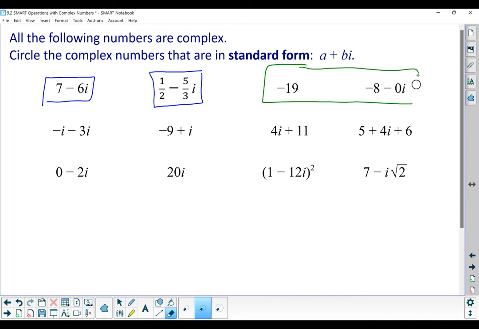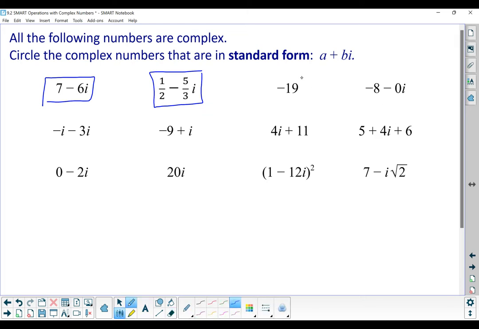So these are both complex numbers that have only a real part and 0 imaginary part. Standard form would be in simplest form, like negative 19. This one in simplest form would just be negative 8. So negative 8 minus 0i would not be considered simplified, so not in standard form.